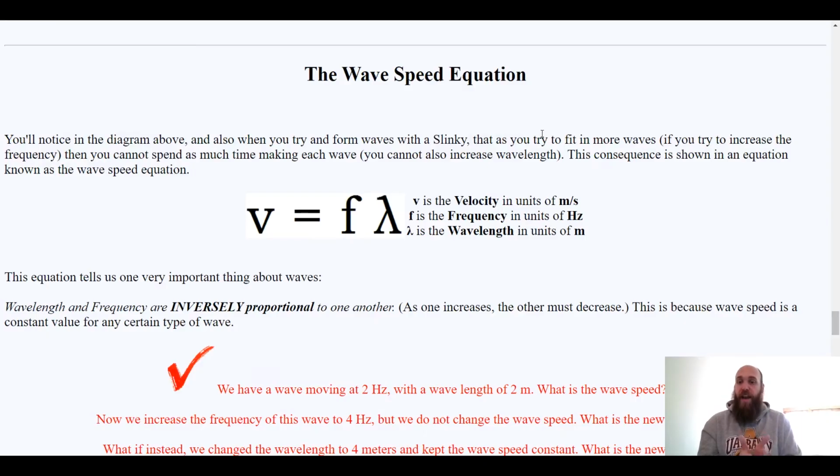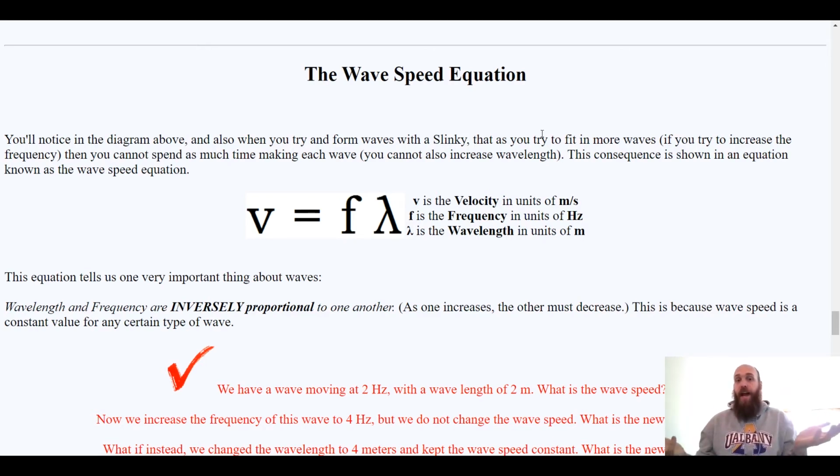Those formulas really come from the wave speed equation, which is v equals f lambda. Your wave speed is equal to your frequency times your wavelength. And so if you have a wave that is moving at some speed and you increase the frequency, meaning you squish them together, the wavelength is going to decrease. So frequency and wavelength are inversely proportional. And so in the standing wave examples that we had, as you try to fit more and more of those antinodes in there, the waves are going to get closer and closer together. And so you're going to end up with a larger frequency, but a smaller wavelength.